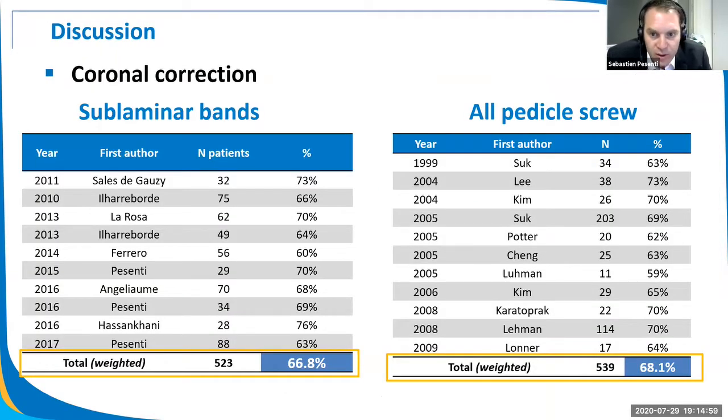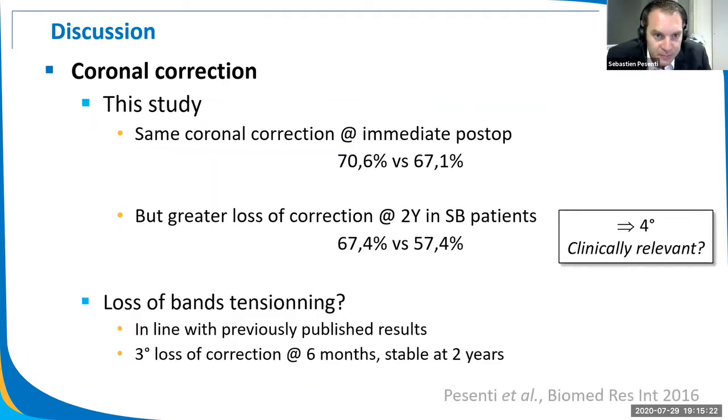So I will not go too much further into the literature review, because I think Dr. Dyer will manage this after me. But when looking quickly at the literature, you can see that in terms of coronal correction, it's quite the same between the sublaminar bands and the pedicle screws. And in our study, the results are quite in line, because we had the same coronal correction at immediate post-operative, but with a greater loss of correction at 2 years.